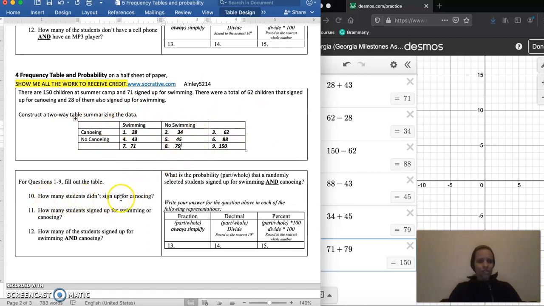How many students didn't sign up for canoeing? Okay, so you go to no canoeing, how many students total? I don't care whether they swam or not swam. Question doesn't say that. Just how many don't canoe. So I go 88 don't canoe.